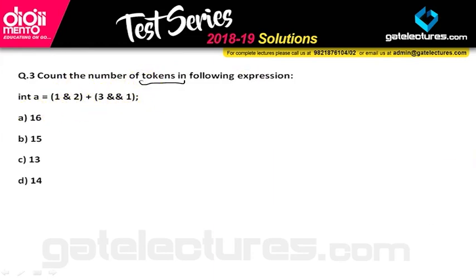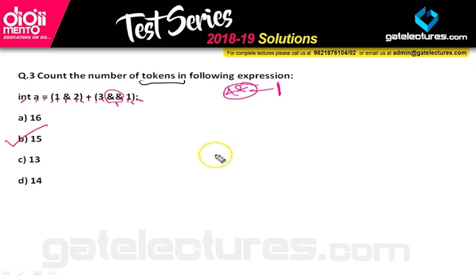Let me use a different marker here. So this is 1, 2, 3, 4, 5, 6, 7, 8, 9, 10, 11, 12, 13, 14 and 15. So the answer is B here. Just simply count everything. Why is this one? Because this is an operator, and this is an operator, and that is counted as 1.